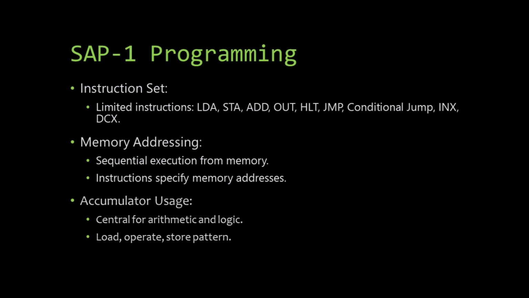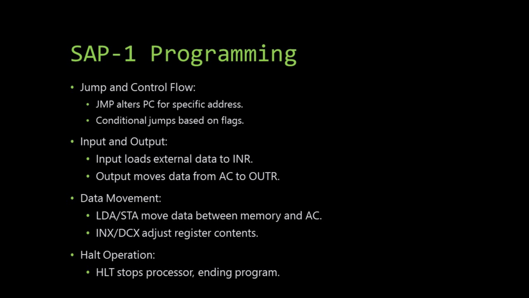Third is the accumulator usage. The accumulator or the AC is a central register for arithmetic and logic operations. Most operations involve loading data into the accumulator, performing operations, and storing results back. Fourth is the jump and control flow. Jump instructions or the JMP alter the flow of the program by changing the program counter to jump to a specific memory address. Conditional jumps allow branching based on certain conditions like zero or carry flag.